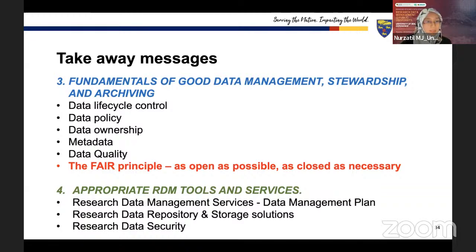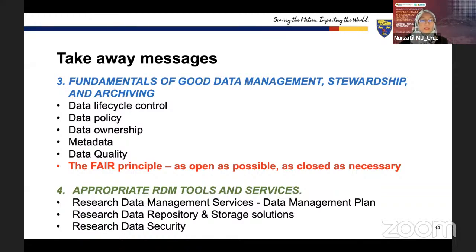And then data quality, and of course, above all, I think it's about the FAIR principles. I always advocate this: with open science and RDM, you are not promoting open data, you're not promoting sharing all data. No, not really. You need to understand that we want to make it as open as possible, as closed as necessary, meaning there are conditions and circumstances that we have to be aware of. We have to understand that not all data can be shared under certain circumstances.